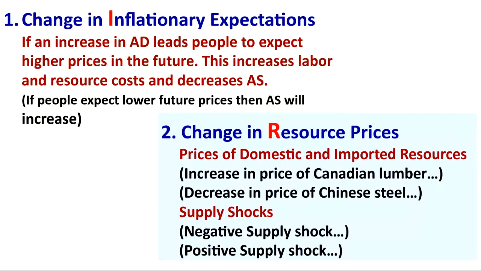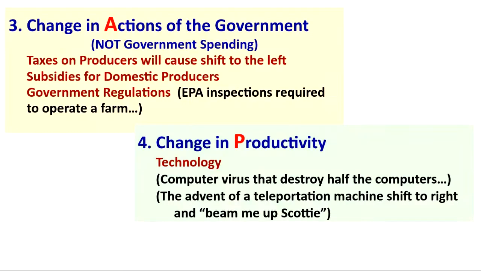Okay, so we have inflation expectations, resource prices, so that's our I and R. A is actions of the government. I like to focus on the A here, not the G. This is the one place where kids tend to get a little bit confused, because G is government spending and aggregate demand, right? Am I spending money on the military or national parks or education or whatever, right? This is actions. This is things that the government does to influence the economy.